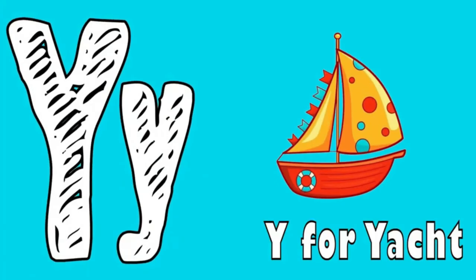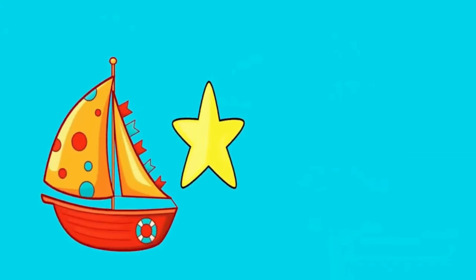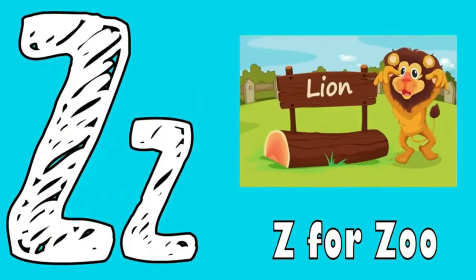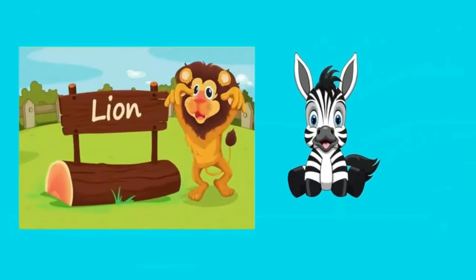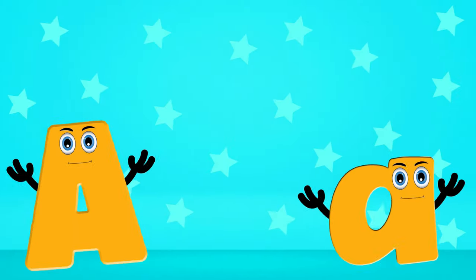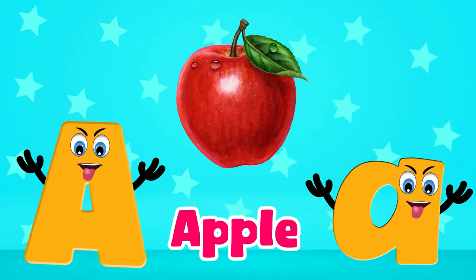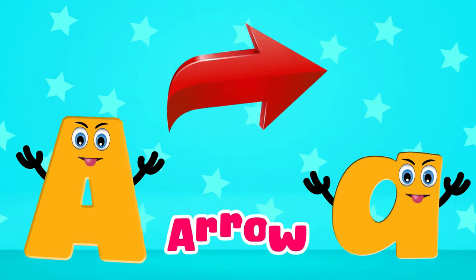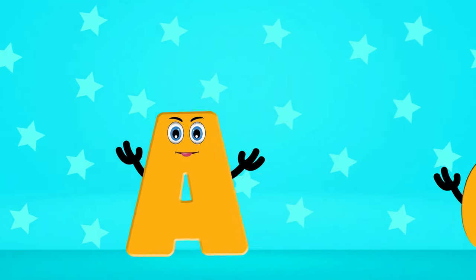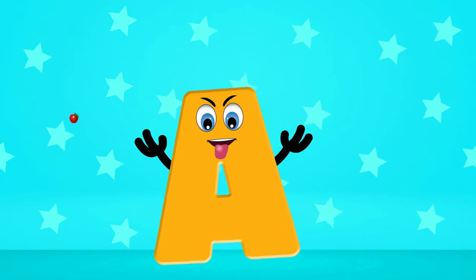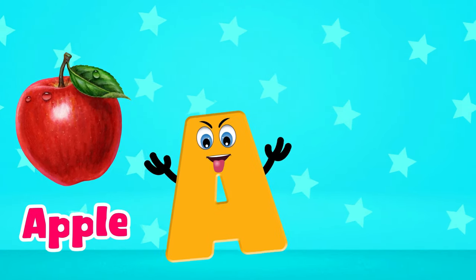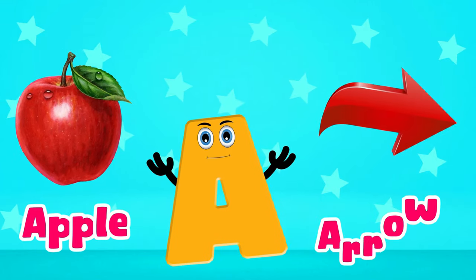Y is for yacht, yellow. Z is for zoo. Zebra. A is for apple. Apple. A is for arrow. Arrow. A is for apple. A is for arrow.